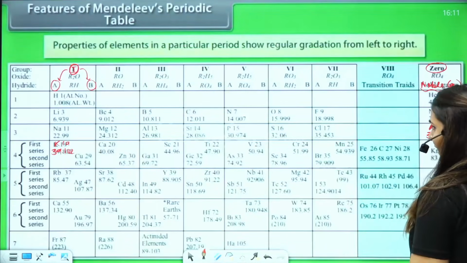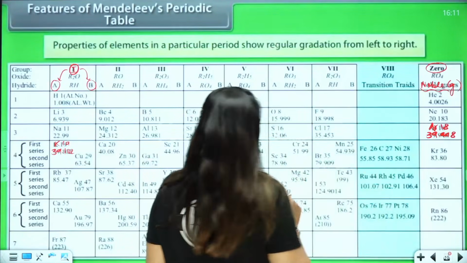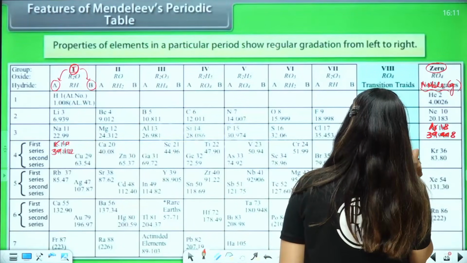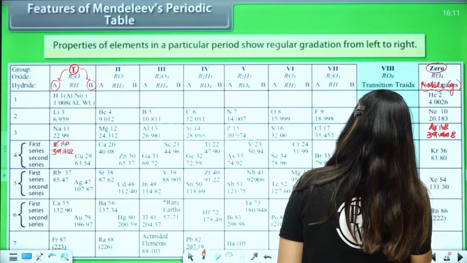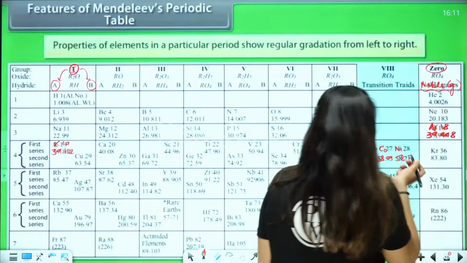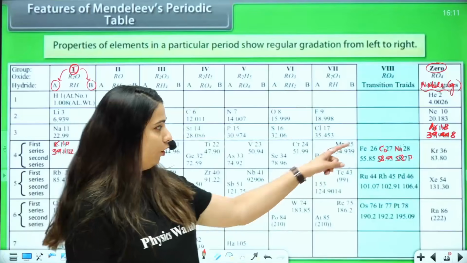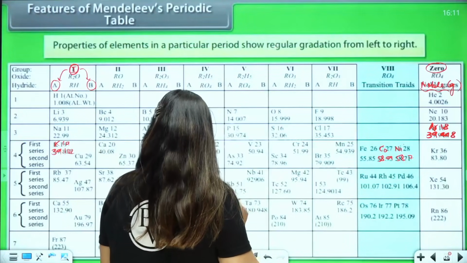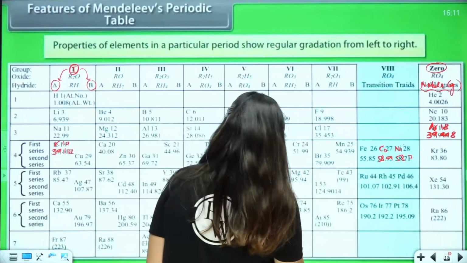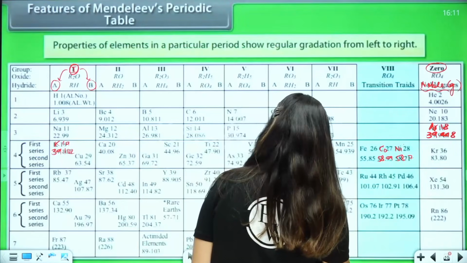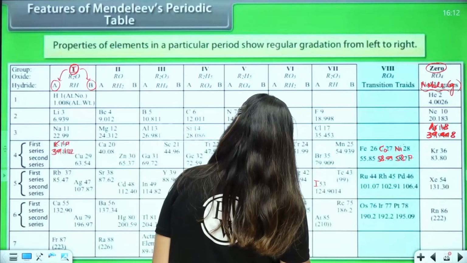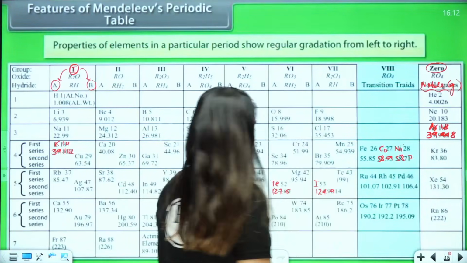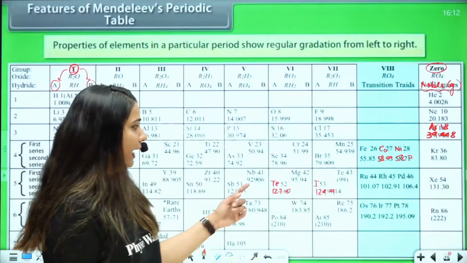After that, there were so many other anomalies also. You can see in the case of cobalt and nickel, this is 58.9, this is 58.7. You can see the anomaly over here also for cobalt and nickel. And one more was present, that was tellurium and iodine. Tellurium being 127.6 and iodine being 124.9. So this is also incorrect. This is also an anomalous pair.